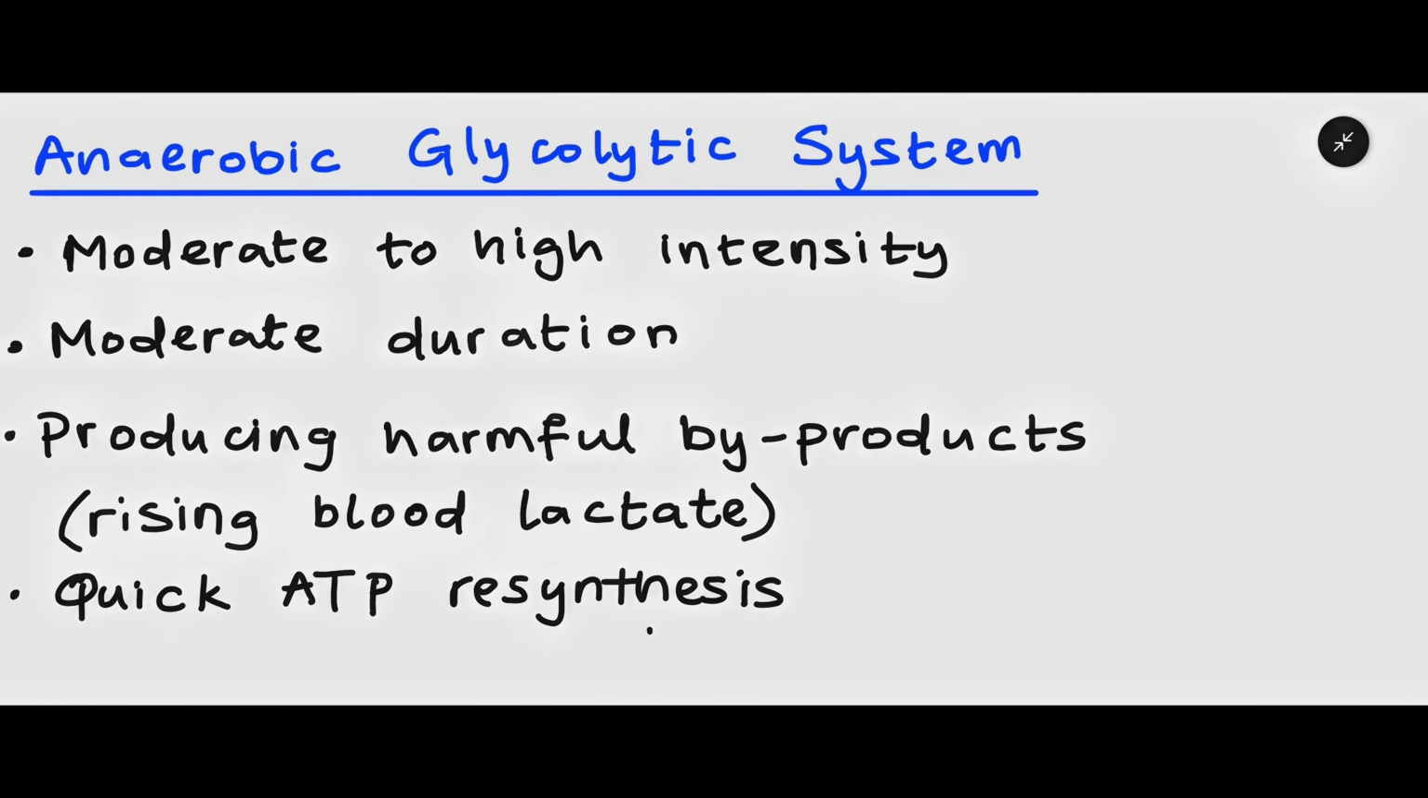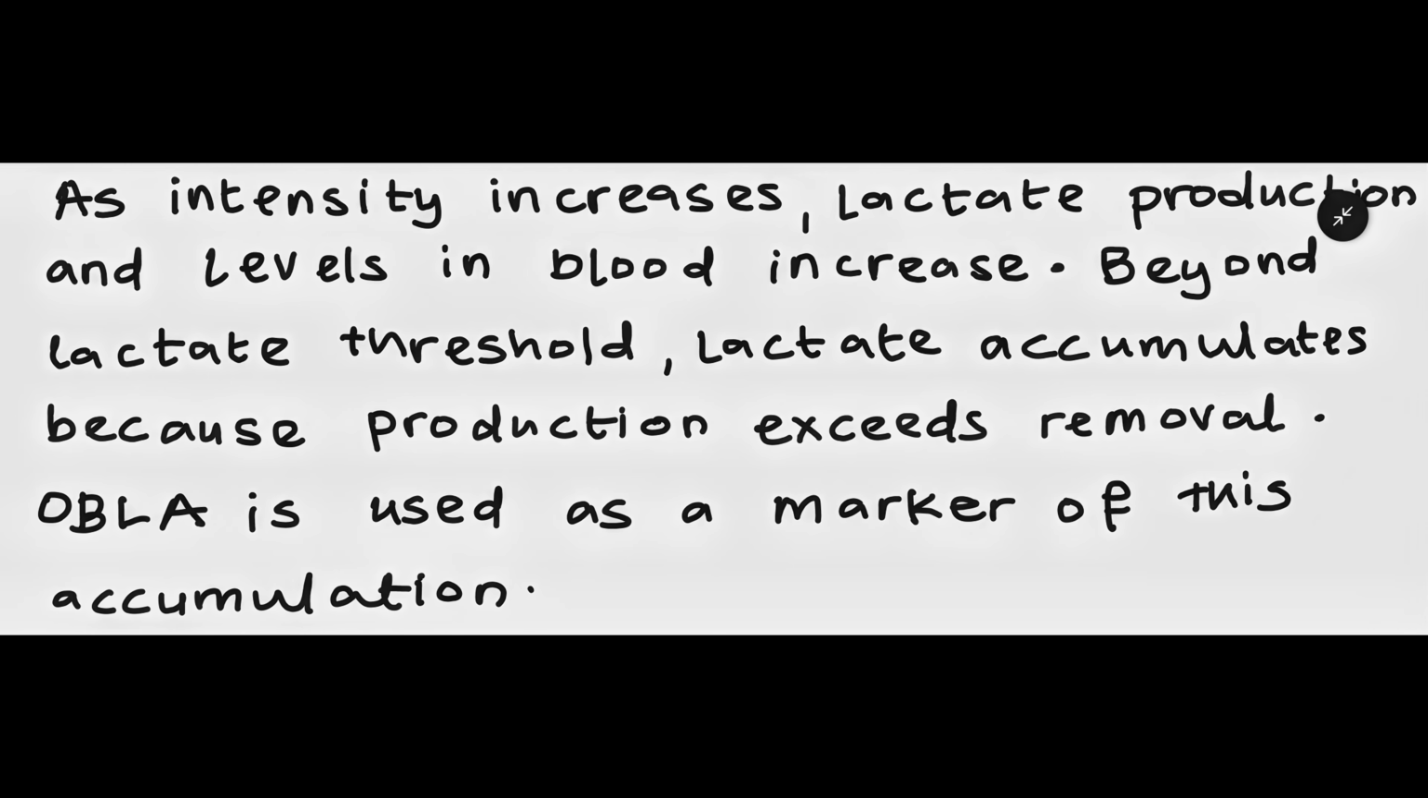Now let's tackle one of the most misunderstood parts of the topic: lactate accumulation, lactate threshold, and OBLA. As exercise intensity increases, the body produces more lactate. At lower and moderate intensities, lactate can be produced and cleared at a manageable rate. But as intensity rises further, a point is reached where lactate starts to accumulate faster than it can be removed. That point is called lactate threshold. So lactate threshold is the point where production begins to outpace clearance. That means lactate levels start rising more sharply in the blood.